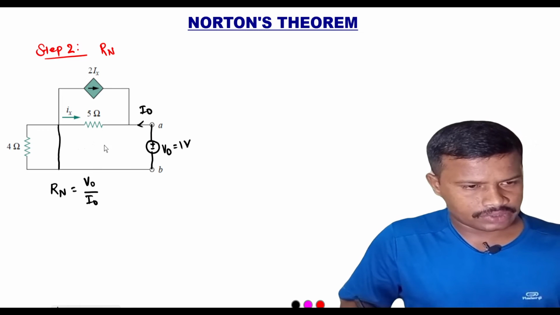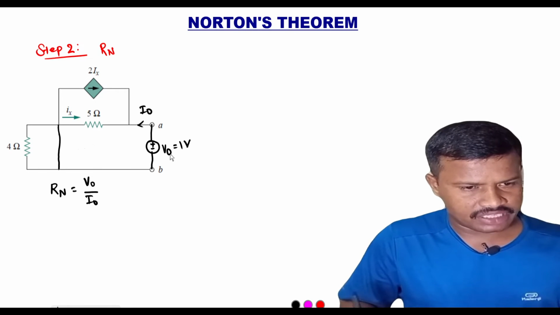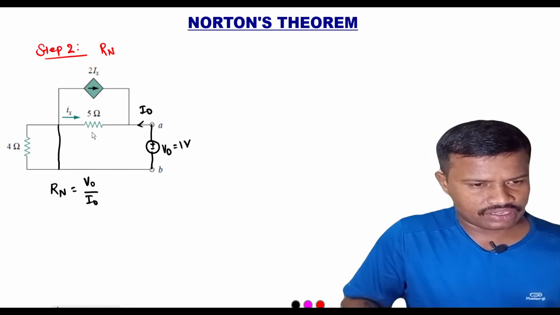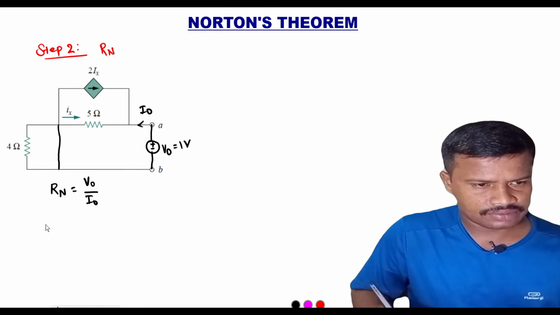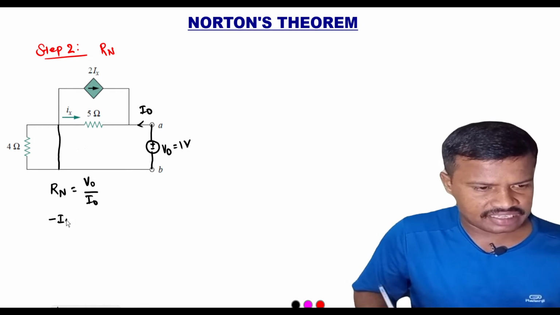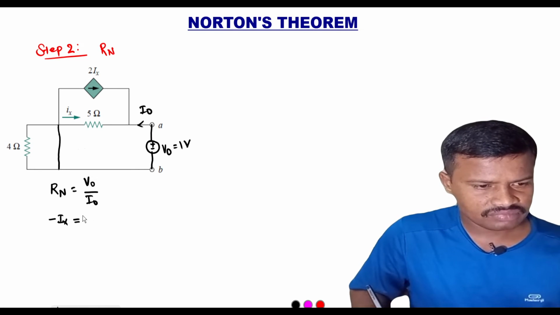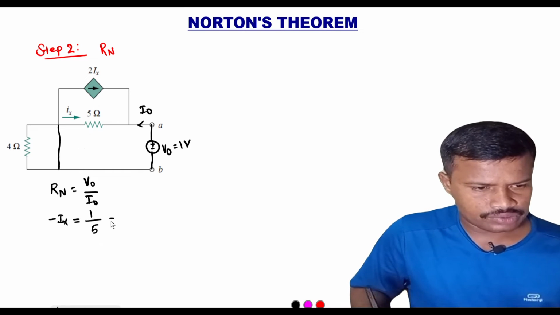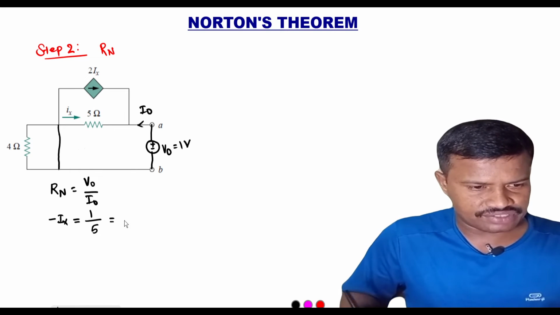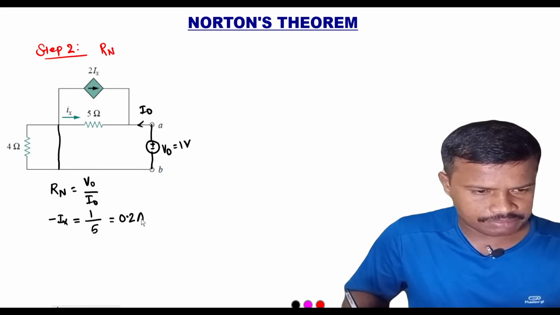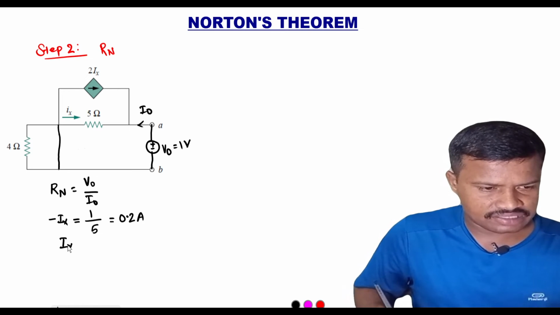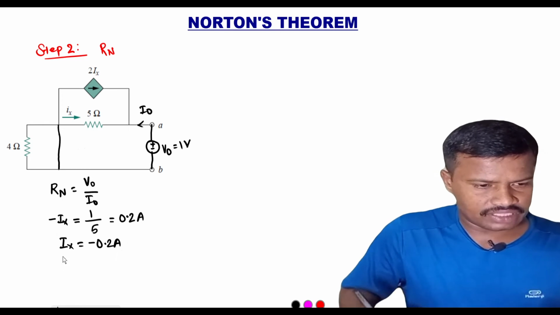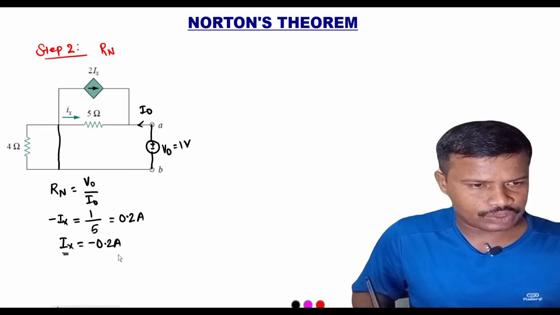When we see this circuit, the positive and negative terminals of the reference voltage are directly connected with the 5 ohm resistor. So the current flowing through the 5 ohm resistor is: minus Ix is equal to V. V is what? 1 volt, and the resistance is 5 ohm. So the total current flowing through the 5 ohm resistor is 0.2 amps, or we can say Ix is equal to minus 0.2 amps.